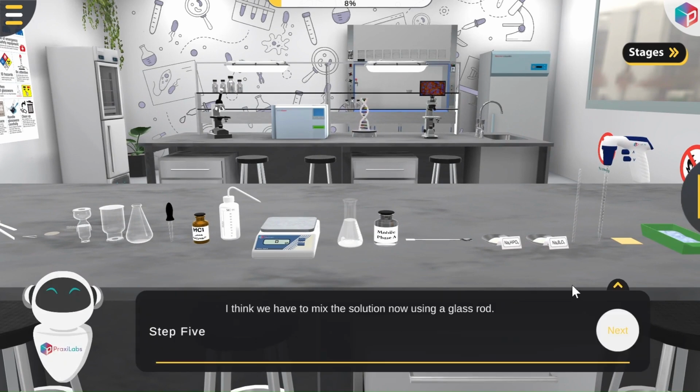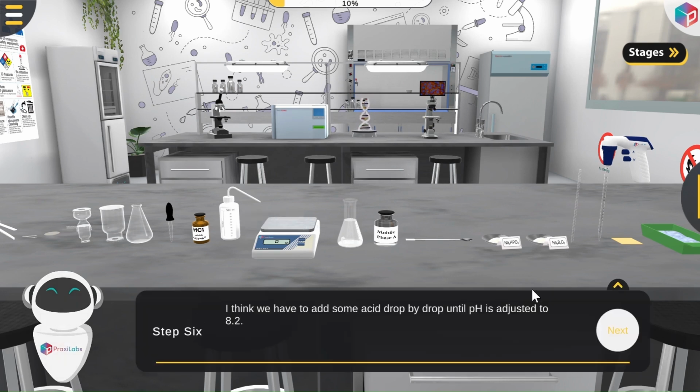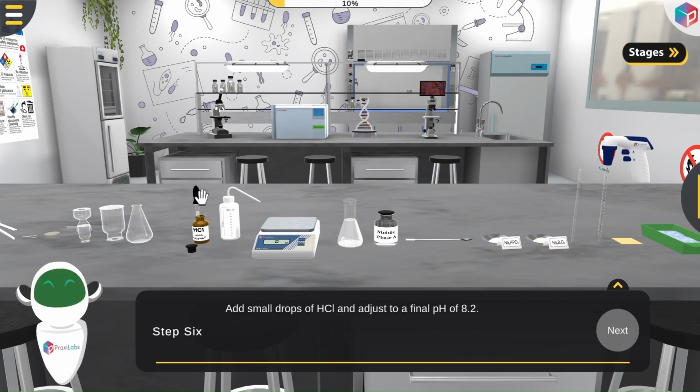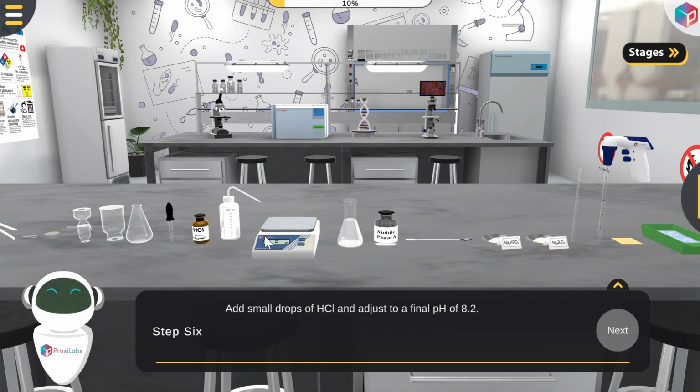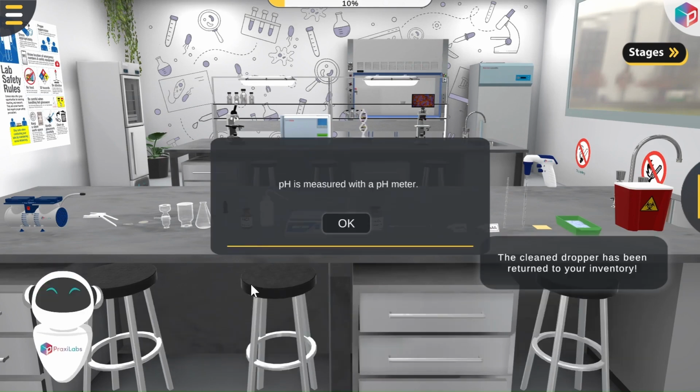Step 5. Stir the solution with a glass rod to ensure complete dissolution of borate crystals. Step 6. Add small drops of hydrochloric acid as needed to adjust the pH to 8.2. pH is measured by a pH meter.